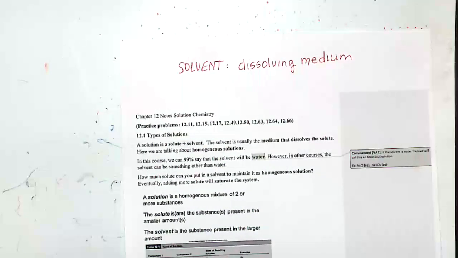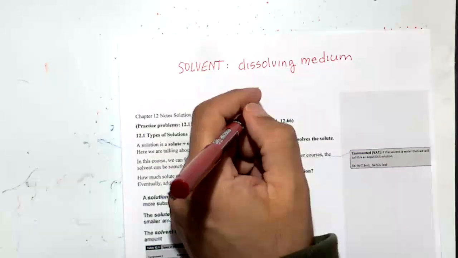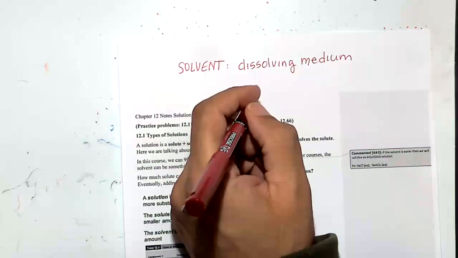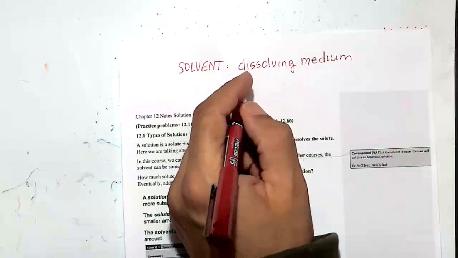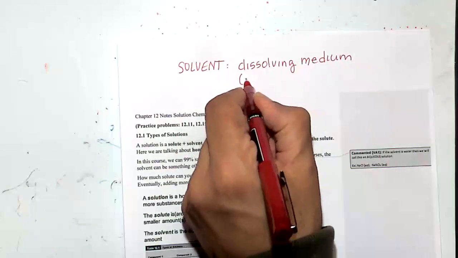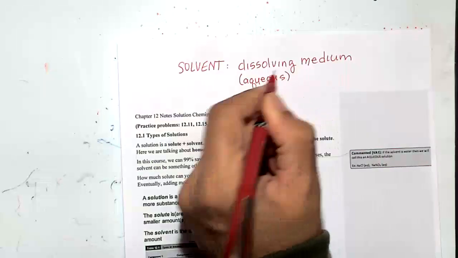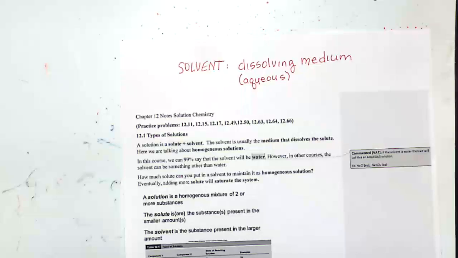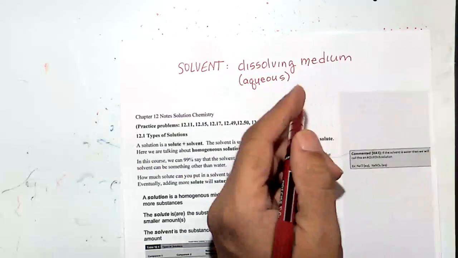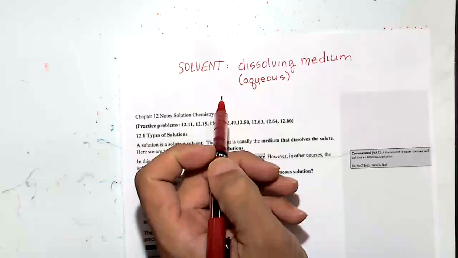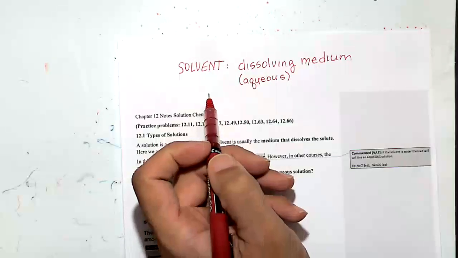Now, in this example, I just poured some water. Water is going to be the solvent. And if water is the solvent, we also call it aqueous. Aqua, aqueous. So water is going to be the dissolving medium. Can water be your solvent? Yes.